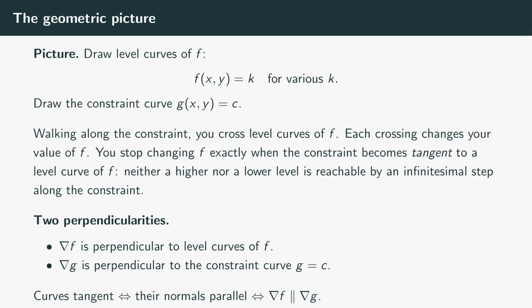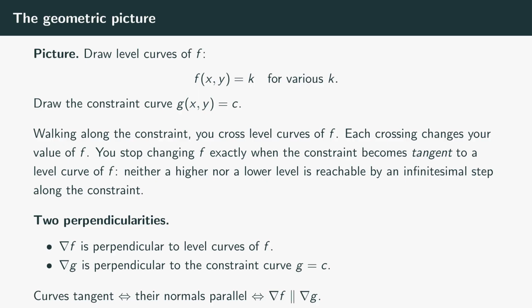Here is the picture that makes the whole method obvious. Imagine the plane covered in level curves of f. Think of them as contour lines on a topographic map, each curve labeled with a height k. Now draw the constraint curve g(x, y) = c on top of that map. As you walk along the constraint, you cross level curves of f one by one. Each crossing means your value of f is changing, going up or down depending on direction. The maximum or minimum of f along the constraint happens exactly where you stop crossing level curves, where the constraint curve is tangent to a level curve of f.